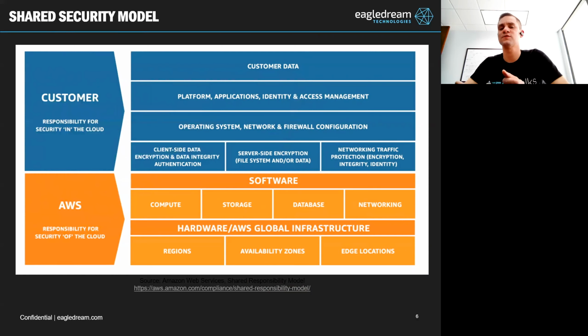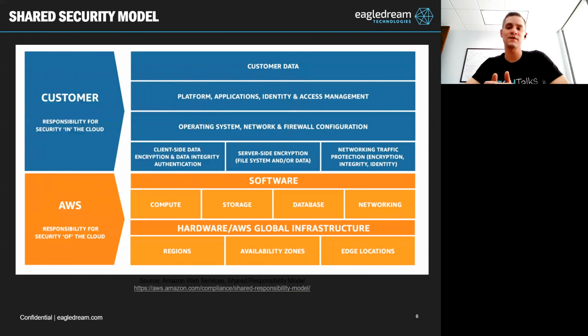So they're responsible for the data centers. They're responsible for the hardware in the data centers, the controls around accessing those data centers, all of the networking that connects all of the regions and availability zones together. AWS handles all of that for you. You don't have to worry about that.